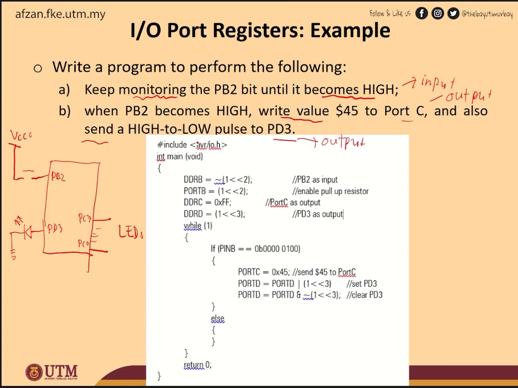First, include avr/io.h, start with int main(void), open curly bracket, and close curly bracket. Alright, the first line here, DDRB equal to, what is this actually? Tilde, and then you have shift, one shifted to the left two times. What is this actually? Remember back in the previous video. This is the first line. You have the value. What is the value?